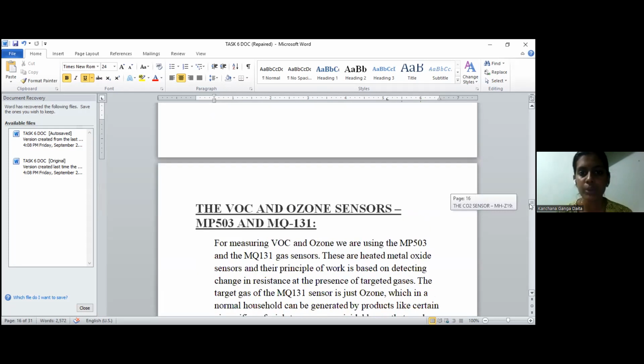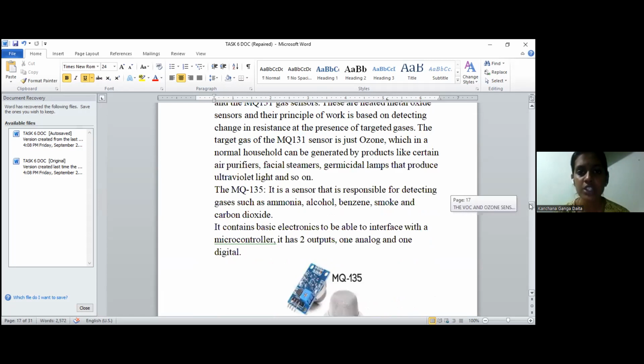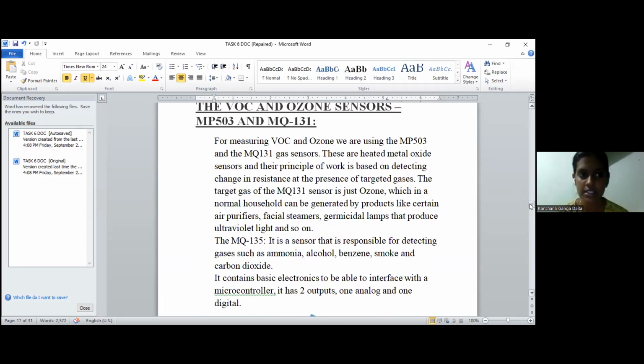And the third one is the VOC and ozone sensor. These VOC and ozone sensors are used to measure gases, which can be any gases like ammonia, alcohol, benzene, or any nitrogen oxide, sulfur oxide, etc. It works based on detecting the change in resistance. We have different principles for different sensors. The most used, most popular, or most efficient principle is taken and explained here.